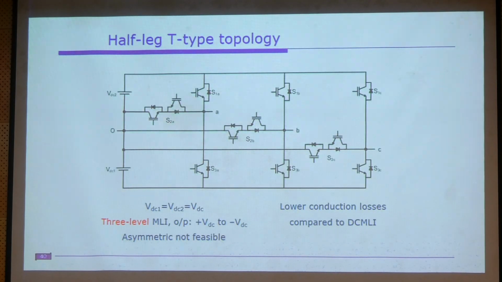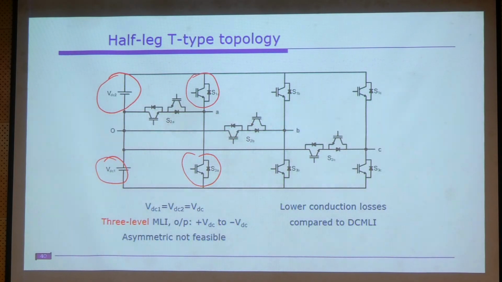And this device, how much voltage is it supposed to block? If both are the same, how much voltage is it supposed to block? 2 VDC, right? So this device is supposed to block 2 VDC. This device is also supposed to block 2 VDC. How to calculate the blocking voltages? That is a simple thing. You need to see the circuit. All these things are interconnected, right?